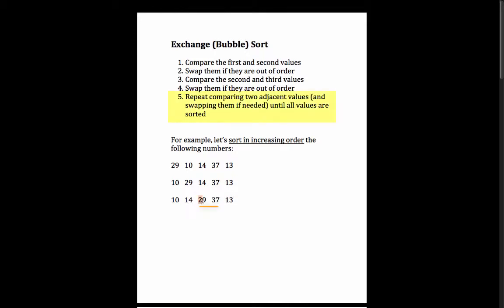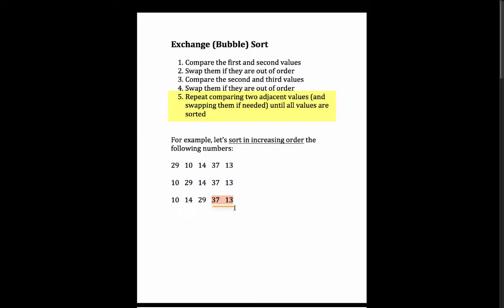Next is to compare the third with the fourth one. And in this case, we notice that 29 and 37 are in order with respect to each other. 37 is larger than 29. So in this case, we don't need to do any swaps.